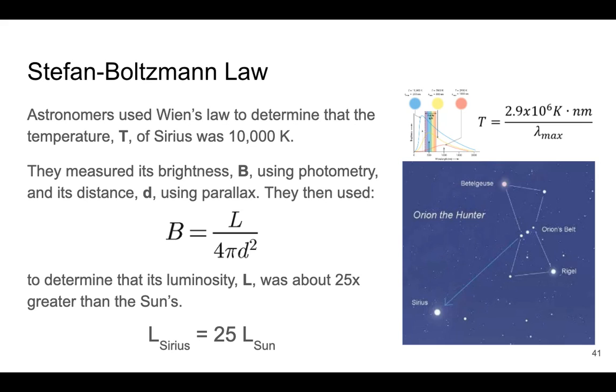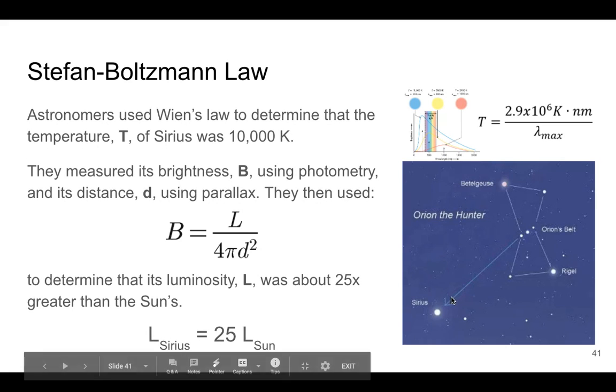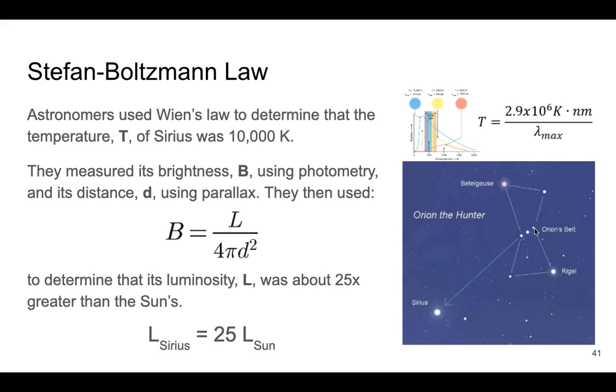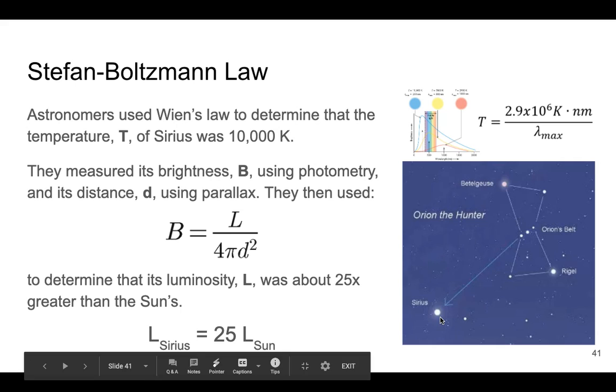So let's say we looked at the star Sirius. Oh yeah, I wish I were there in person to point this out to you. So how can you see Sirius? If you look at the stars in Orion's belt, they make a line that points almost directly to Sirius. A useful little thing to do.